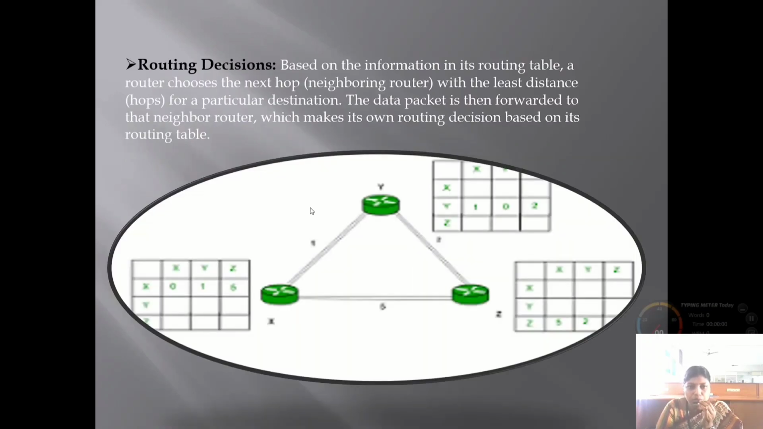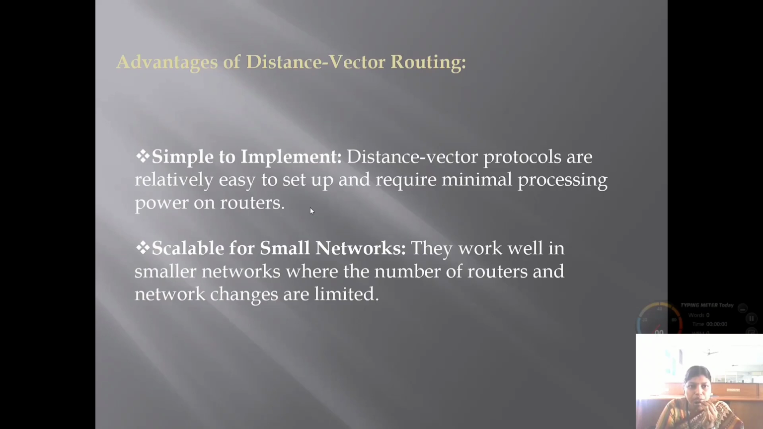Routing decision is based on the information in the routing table, and the routers choose their next hop with the least distance, the shortest distance to the particular destination. The data packet is then forwarded to the neighbor router, which makes its own routing decision based on its routing table. The advantages of distance vector routing: it is very simple to implement because its setup is minimal and requires little processing power on routers. It is scalable for small networks, and works under smaller networks where the number of routers is very limited.